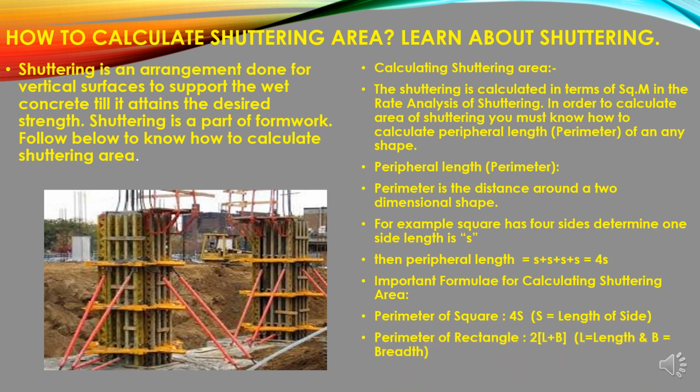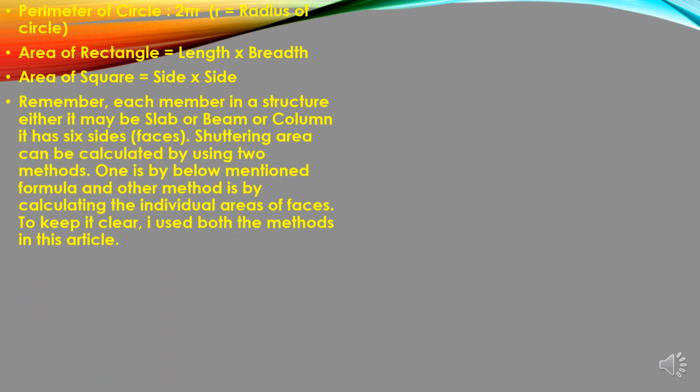Perimeter of rectangle is equal to 2 into (L plus B), where L is equal to length and B is equal to breadth. The perimeter of a circle is 2 pi r, where r is equal to the radius of the circle. Area of a rectangle, length into breadth. Area of a square, side into side.